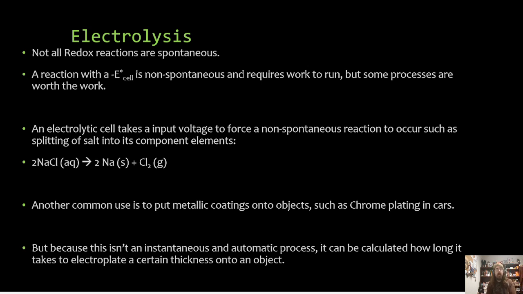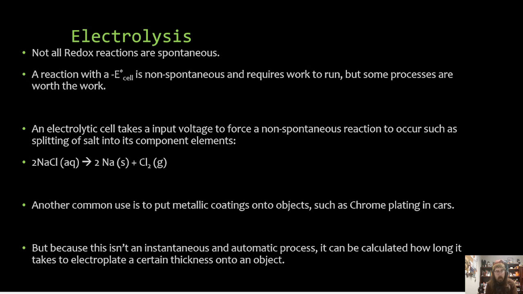Now, another big issue that we need to discuss is electrolysis. Electrolysis is a process by which we make a non-spontaneous reaction spontaneous. Not all redox reactions are necessarily spontaneous, because for every reaction we can write forward, the reverse reaction can happen, but it is non-spontaneous. E cells being negative do not mean they cannot occur, it just means they will not occur on their own.